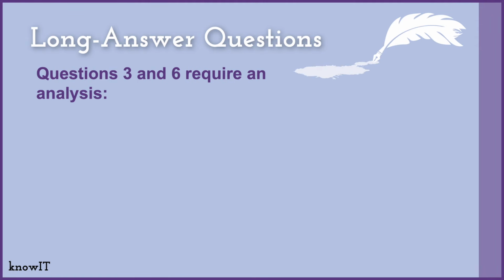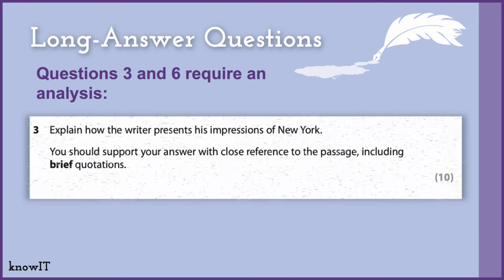Please remember, we're still talking about section A, which was for 40 marks and all of that. You can rewind and see. So questions 3 and 6 are long answer questions, and they require an analysis of some sort, and they look like this. So it says over here, explain how the writer presents his impressions of New York. You should support your answer with close reference to the passage, including brief quotations.